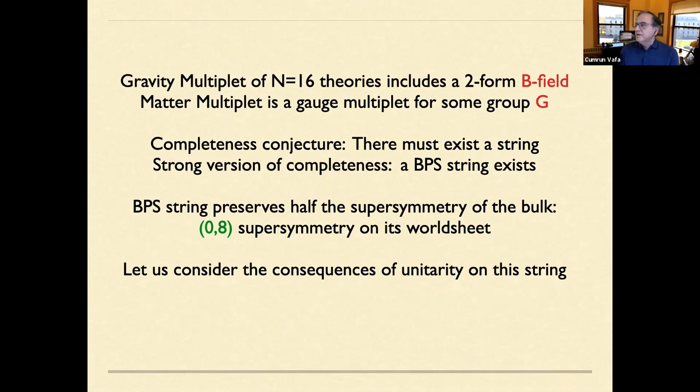A BPS string with this much supersymmetry breaks half of the supersymmetry. So there should be at least (0,8) supersymmetry on its worldsheet. And we would like to consider consequences of the existence of this BPS string and the worldsheet supersymmetry that it enjoys.